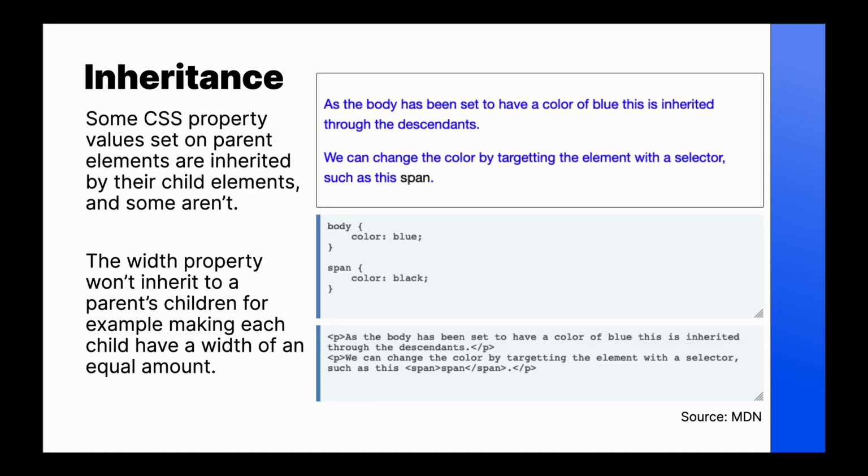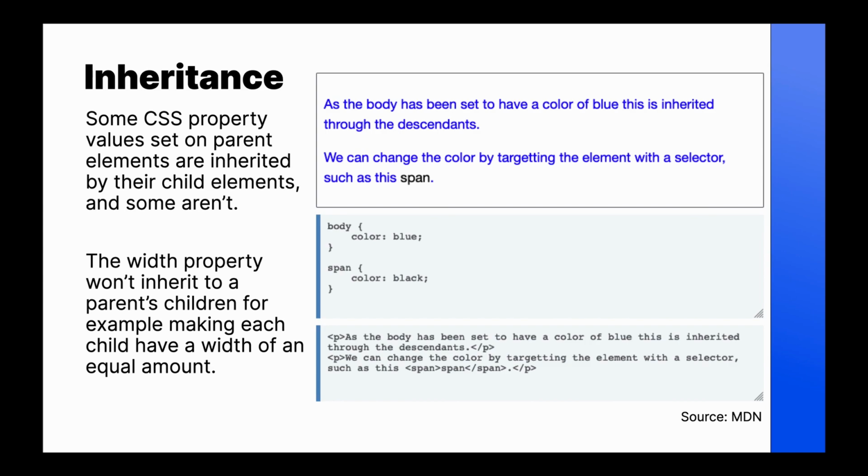Inheritance. Some CSS property values set on the parent elements are inherited by their child elements, and some aren't. Some won't, like the width property, for instance, won't be inherited by a parent's children, making each child have a width of equal amount. So if you have a parent div or wrapping element that has a strict width, say you set it to 500 pixels or 50%, you can use those units of measure, the children won't have that width, so you'd have to set width 100% or change that width accordingly if you need it different. It'll ignore it thanks to inheritance.